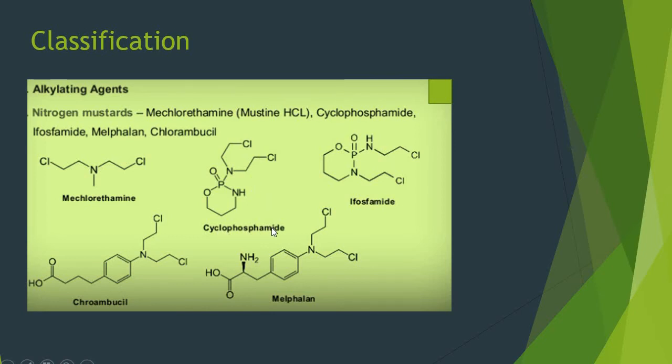This is cyclophosphamide and ifosfamide, and both of these drugs are available in the form of prodrugs, and these are inactive because of these oxa, aza meaning nitrogen, and phosphorine. This is the oxazaphosphorine ring, and because of this oxazaphosphorine ring, cyclophosphamide and ifosfamide are inactive in nature and they are used as prodrugs.